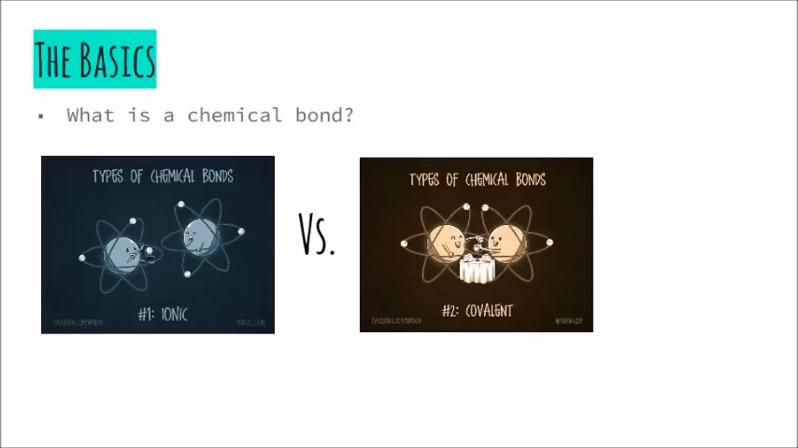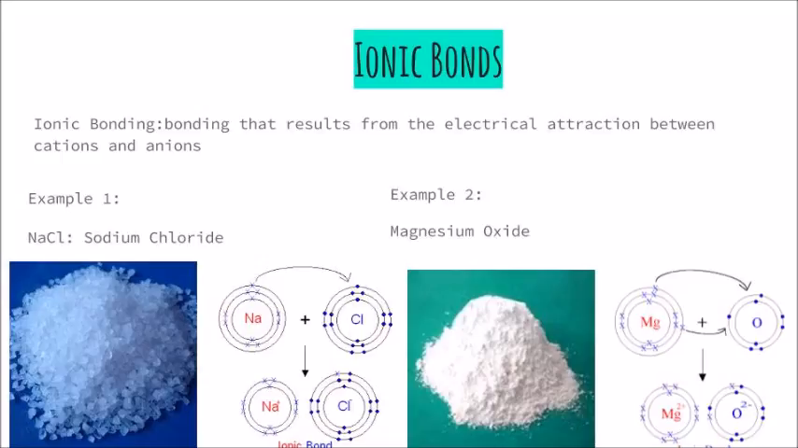Alright, let's go more into detail about ionic bonds. Make sure to keep your eye on this. Ionic bonding: bonding that results from the electrical attraction between cations and anions. Here we have two examples. Example 1 would be sodium chloride, and example 2 would be magnesium oxide.